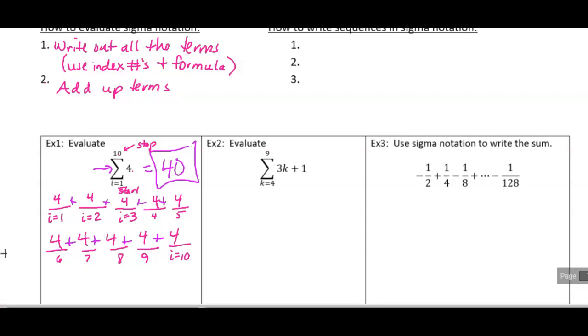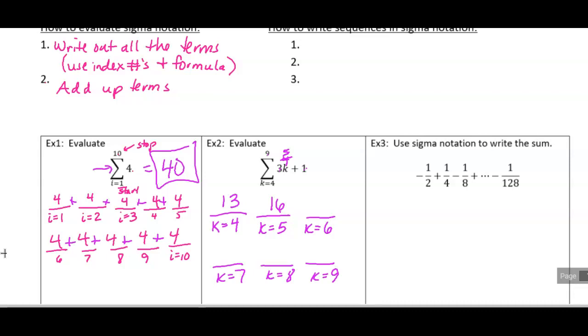Same idea here, except K equals 4. What that means is I want to start by substituting 4 into this formula. So 3 times 4 is 12, 12 plus 1, my first term is 13. Then we get K equals 5, so I substitute 5. 3 times 5 is 15, 15 plus 1 is 16. Then we go to K equals 6. We're going to stop at 9, so I like to map it out. K equals 7, K equals 8, K equals 9. If I plug in 6, I get 3 times 6 plus 1.